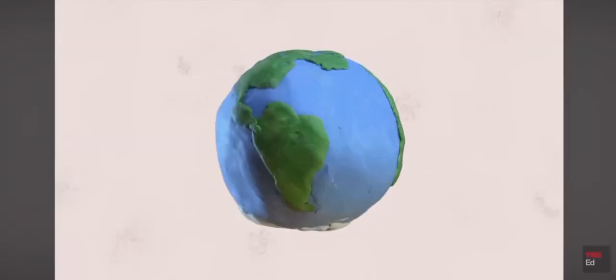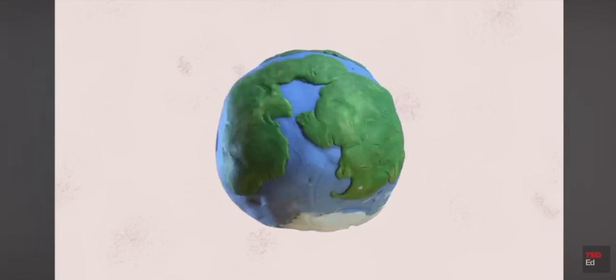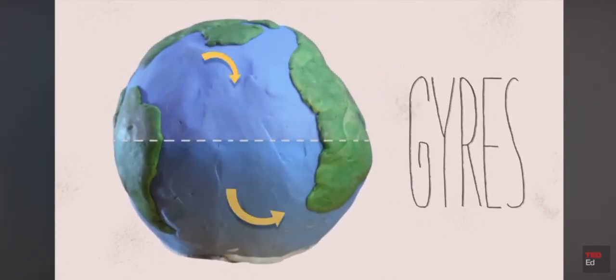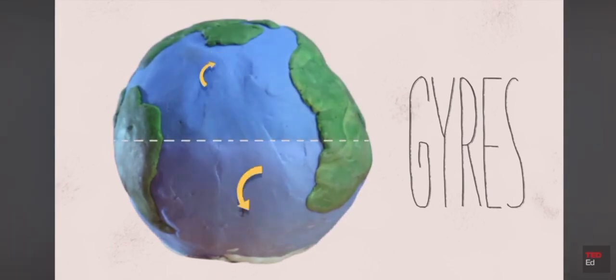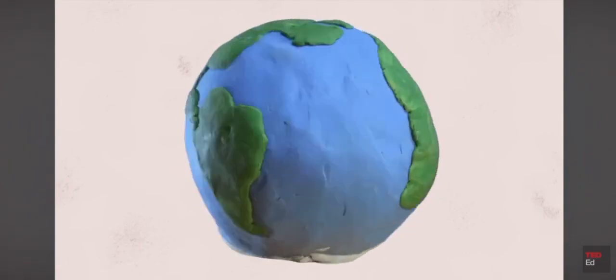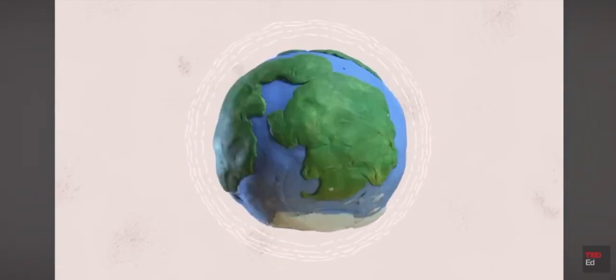Looking at patterns of surface currents all over the Earth, you'll see that they form big loops called gyres, which travel clockwise in the northern hemisphere and counterclockwise in the southern hemisphere. That's because of the way the Earth's rotation affects the wind patterns that give rise to these currents.